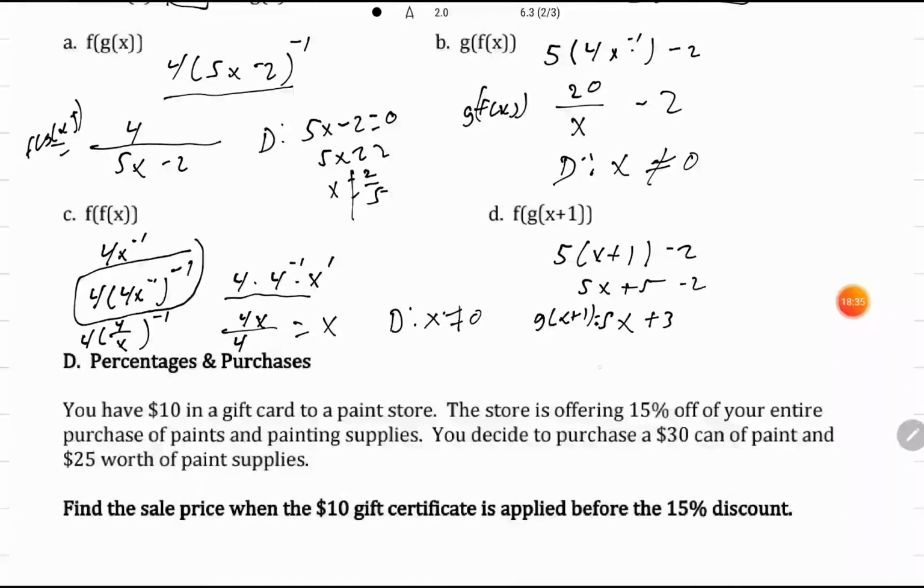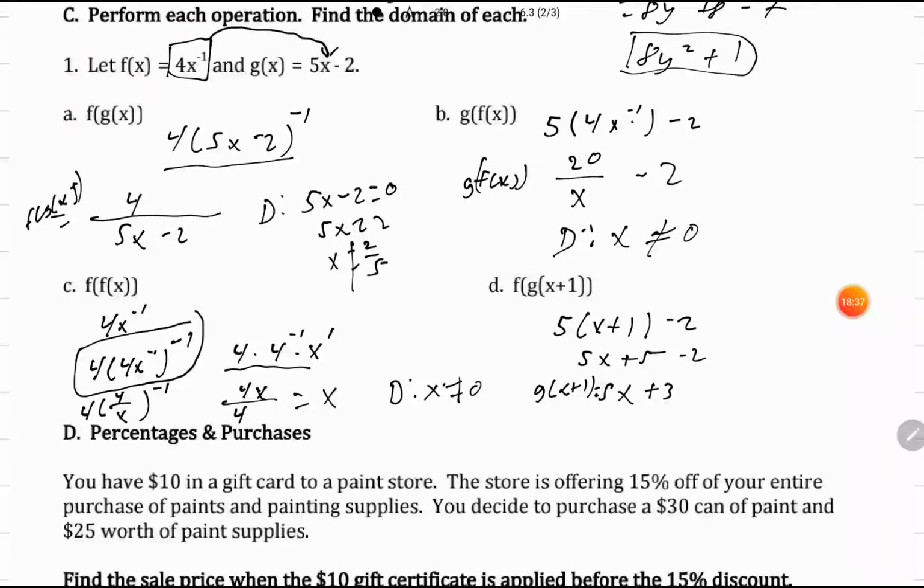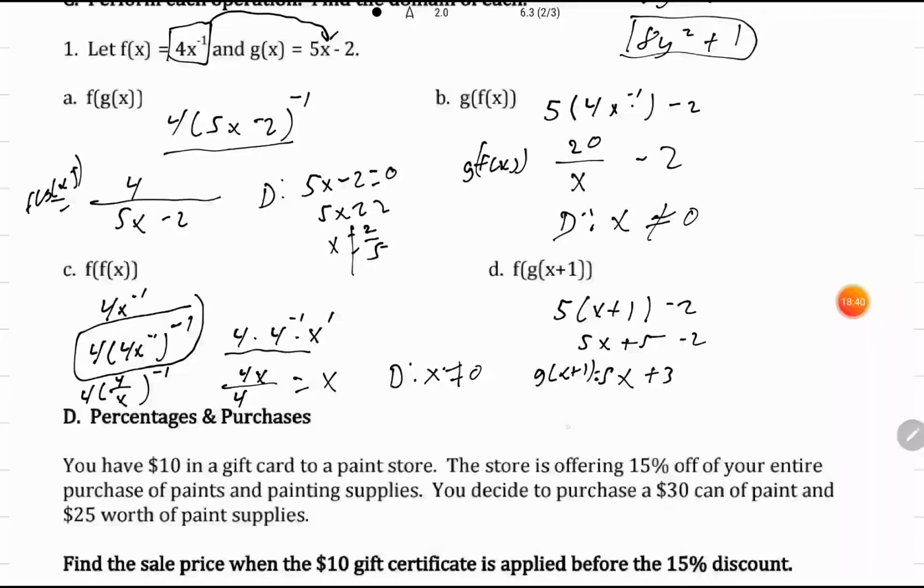Now, I'm going to do f of g of x plus 1. So let me look at that function again. So I have 4 times the quantity 5x plus 3, and that is to the negative first. So I'm going to have 4 over 5x plus 3. And that's going to be our function. And then our domain is x cannot equal negative 3/5. Okay, I just set it equal to 0, move the 3 over, so it's negative 3 divided by 5. Okay, all right, almost done.